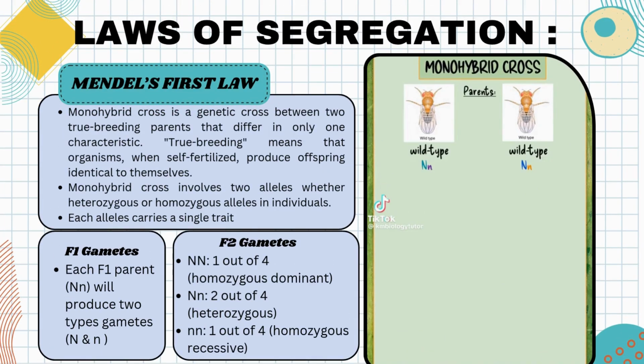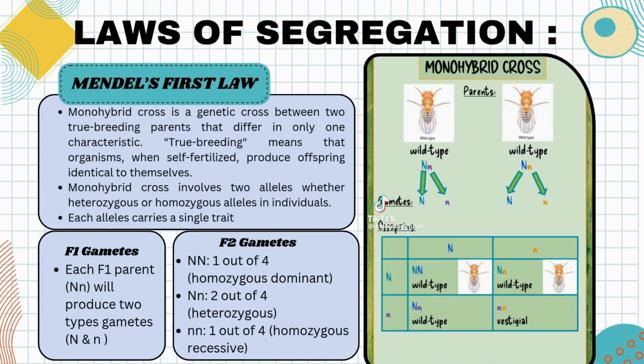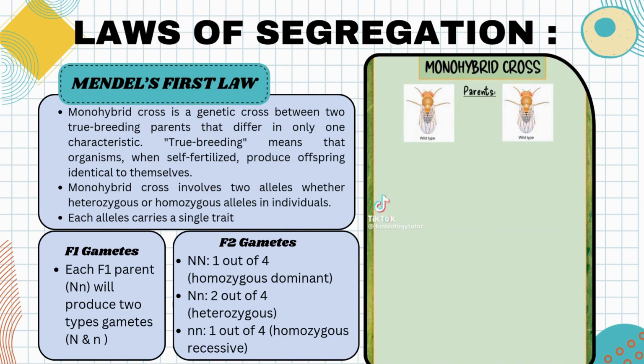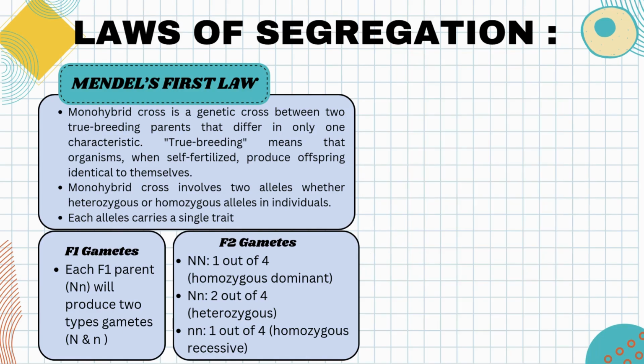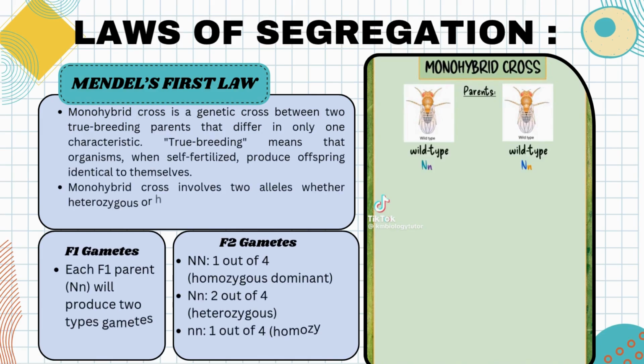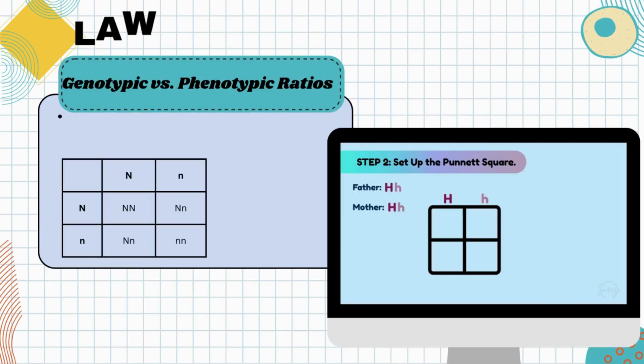Let's explore the monohybrid cross, which is a practical application of Mendel's first law. A monohybrid cross is a genetic cross specifically designed between two true breeding parents that differ in only one characteristic. The term true breeding is vital here, meaning that if these organisms were to self-fertilize, they would consistently produce offspring identical to themselves for that specific trait. When F1 individuals are crossed with each other, we can predict the following distribution of genotypes in their offspring. 1 out of every 4 offspring will be homozygous dominant, and 2 out of every 4 will be heterozygous, while 1 of every 4 will be homozygous recessive.